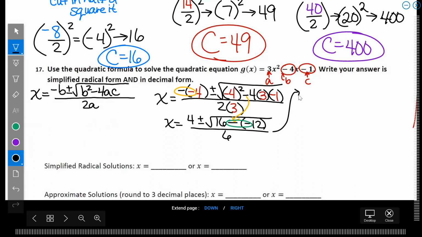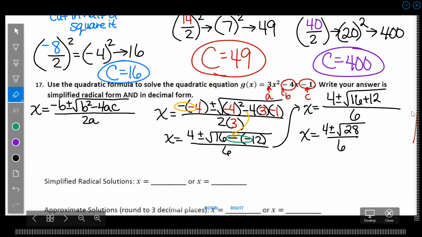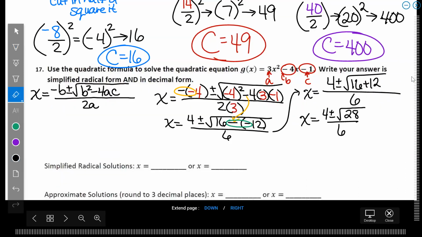So I'm going to bring my work over here. I have X equals 4 plus or minus the square root of 16 plus 12 all over 6. What is 16 plus 12? 28 over 6. Is 28 a perfect square? No. Can I break it down at all?